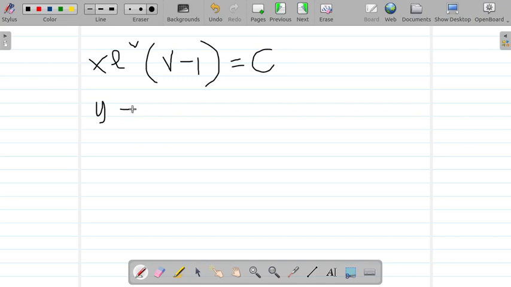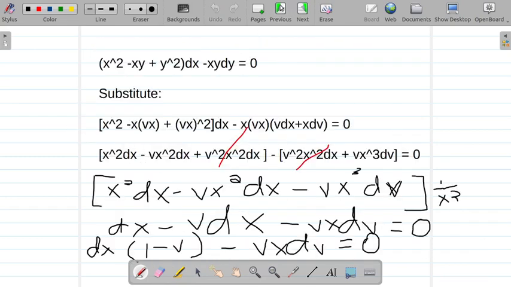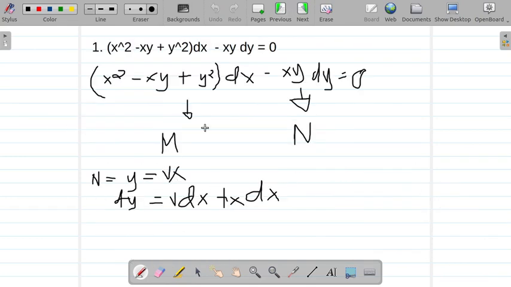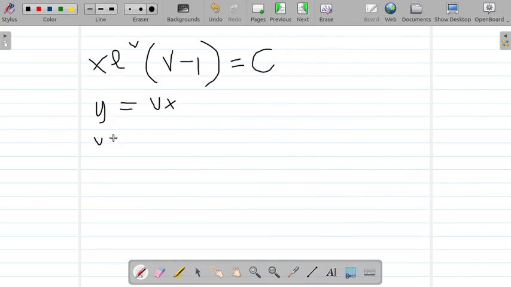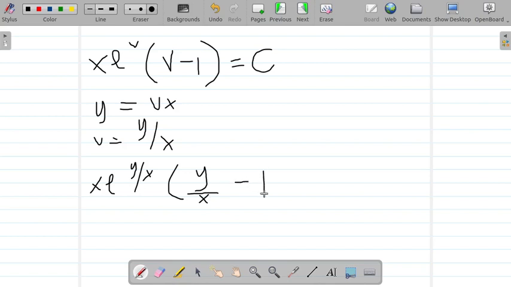y is equals to vx. Kung balikan nato diri, y is equals to vx. So if kuha nato si v is equals to y over x. Substitute the value of v, mahimo siyang x e to the power of y over x times y over x minus 1 is equals to c.